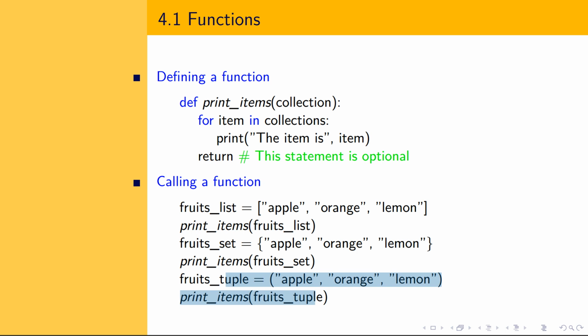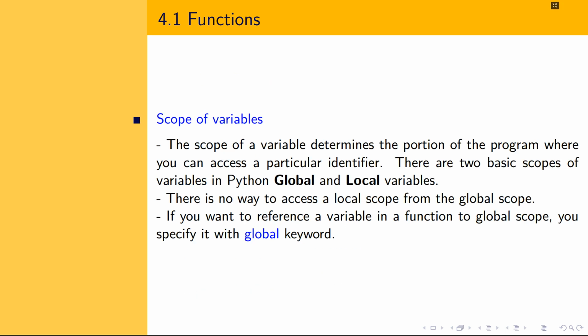It's very convenient. So next, I would like to talk about the scope of variables. The scope of a variable determines the portion of the program where you can access a particular identifier. There are two basic scopes of variables in Python: global and local.